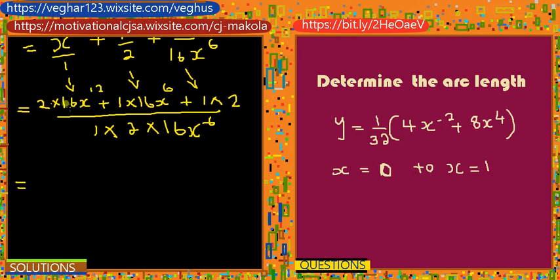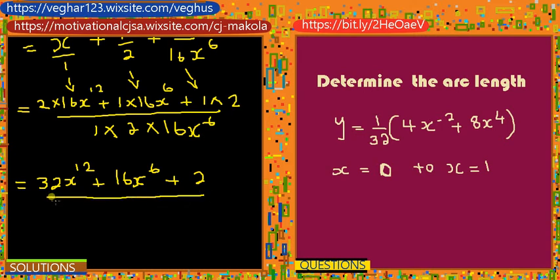Multiplying everything, this is 2, that means we'll have 32 here. 2 times 16 is 32, raised to x raised to 12, and then multiplying 1 by 16 is just 16. You write just 16x raised to 6, and then here you'll have 1 times 2, so you just have 2 here, then underline like this, and then here you multiply the 2 times 16 is 32, so we'll have something like this.